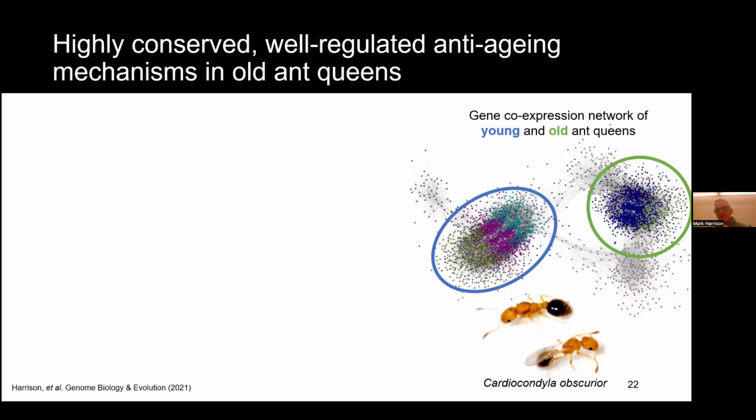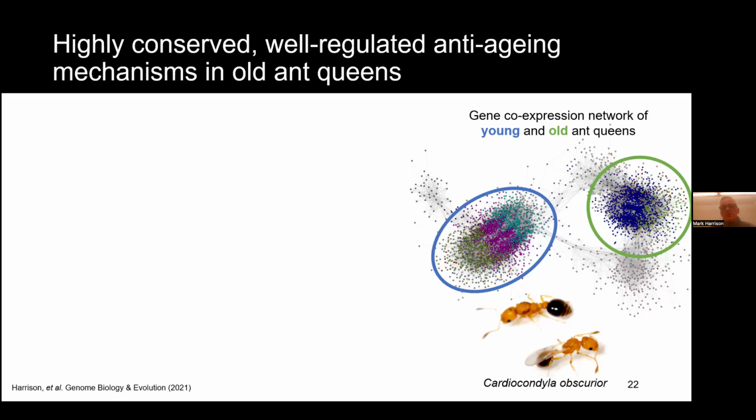And the colors represent different modules within this network, which are particularly strongly co-expressed. And we see on the right several modules which are clustered together that are upregulated in old queens, and then on the left you have this cluster of modules which are upregulated in young queens. So these parts of the network are activated in young or in old queens.